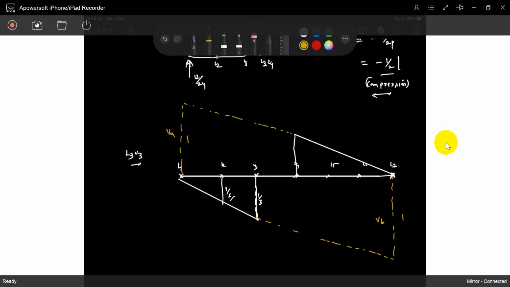Got the idea? I already said that from L1 to L3 it's a tension force. Tension you can take as positive, otherwise you can write it down as tension. This is compression. In between it is changing from tension to compression, so no need at all. Just join these two lines. In between it's shifting from tension to compression. That's it. It's over. Got the idea?